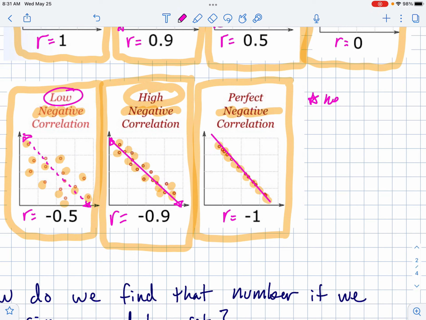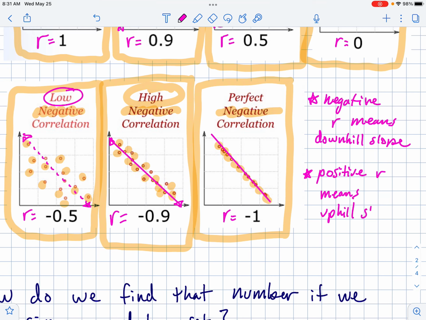Any negative number means it's going downhill. So we'll put that here: negative R means, shall we say, downhill slope. Positive R means uphill slope.